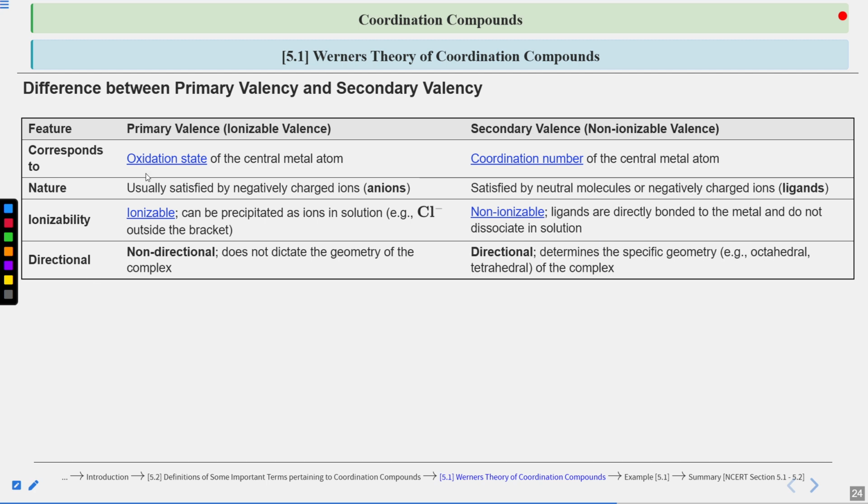Directional, if you talk about it, the primary valence is non-directional, it does not dictate the geometry of the complex. Meanwhile, in the case of secondary valence, they are directional and they determine the specific geometry that the complex is going to have. For example, octahedral, tetrahedral, square planar, right? So these are the common geometries of coordination compounds. So secondary valence is directional, that means it is going to determine the specific geometry attained by the coordination complex.